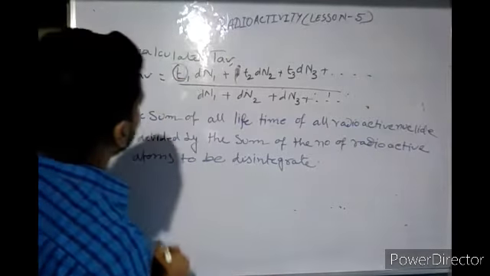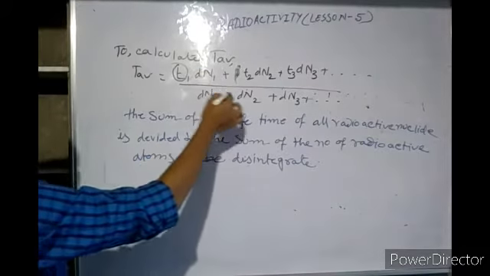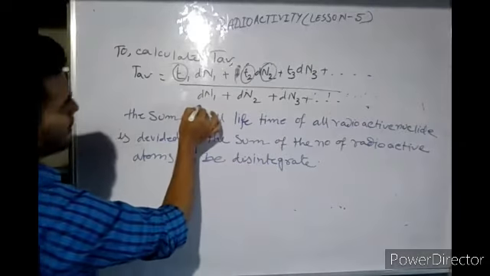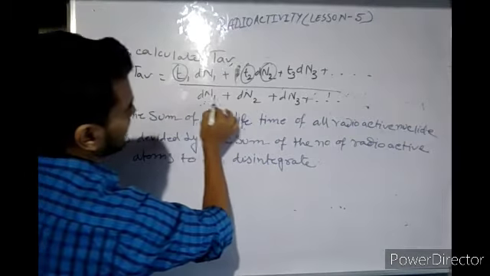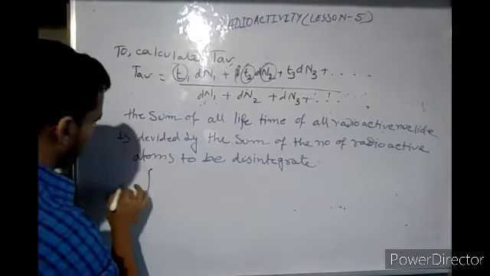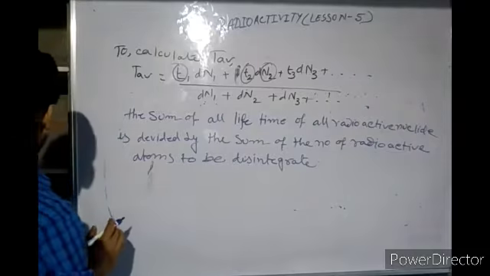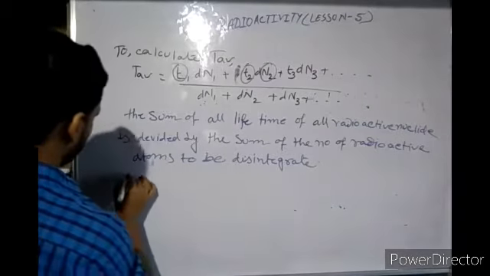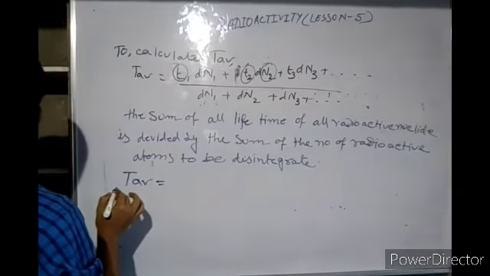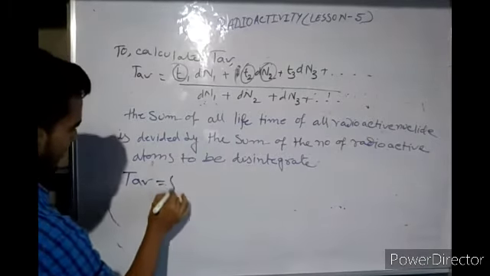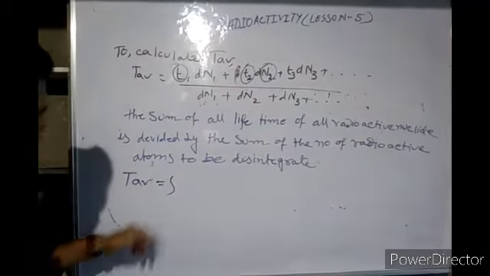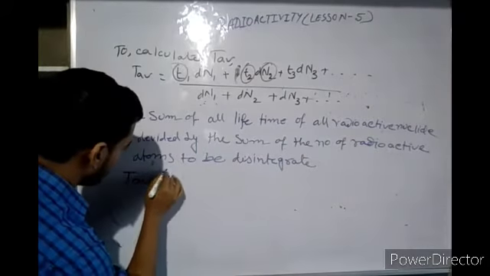T1 is the lifetime of radioactive nucleus N1, T2 is the lifetime of radioactive nucleus N2, T3 of N3, and the number of radioactive nuclei which would be disintegrated is N1, N2, N3. Okay, then T average will be integral from 0 to infinity.